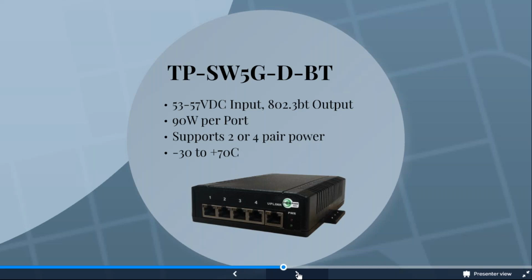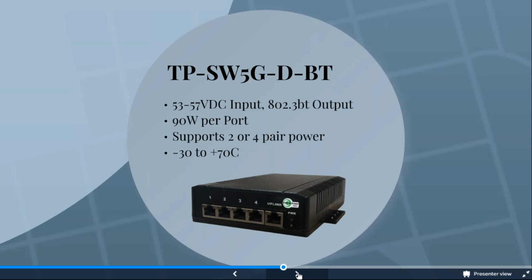SW5G-D-BT. Now, you know, we try to make our part numbers as intuitive as possible. So when you see the TP, that stands for Tycon Power, SW for switch, 5 would be the amount of ports, G stands for gigabit, D is that 802.3 standard, and then this would be the BT. So this is a great switch when you are trying to power, you know, several of those PTZ cameras from the same device. So this would give you 90 watts per port.